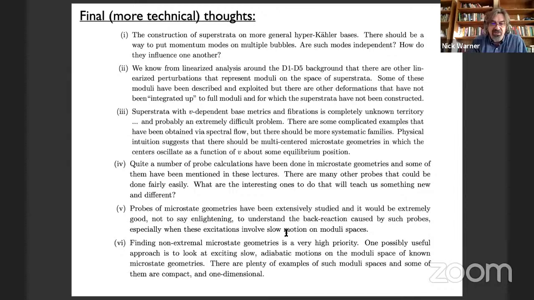Or you can imagine that there are actually true moduli which just are unperturbed, and you could imagine maybe throwing a probe in and it will create some slow motion on that moduli space. And finally, the really most important one is we really need non-extremal microstate geometries. I've described one way of doing it, but there are other ways of doing it. One of which is to look at things with large moduli spaces and look at putting the centers on slow adiabatic motions.